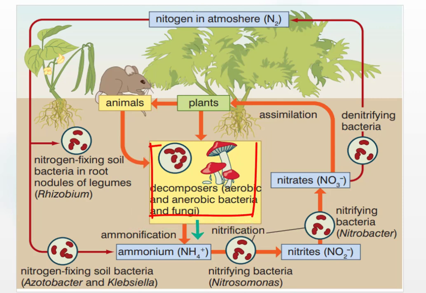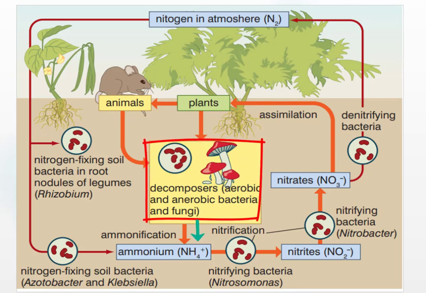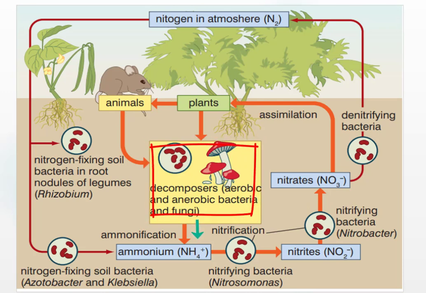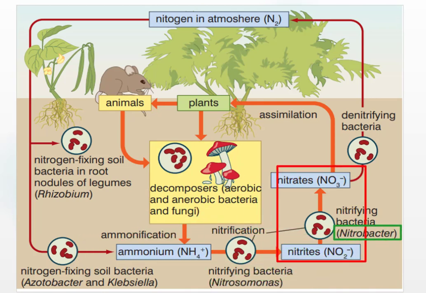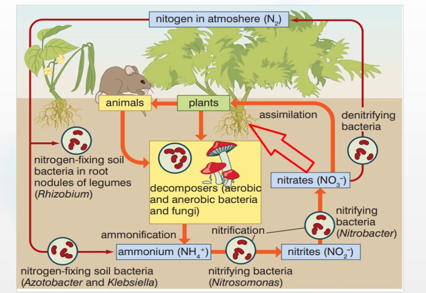Then ammonifying bacteria decompose or break open this detritus and release nitrogen in the form of ammonia to the soil. And then nitrifying bacteria, that is Nitrosomonas and Nitrobacter, convert ammonia to nitrites and hence nitrates respectively. When this nitrogen gets into the soil in the form of nitrates, plants can absorb these nitrates to make plant proteins.